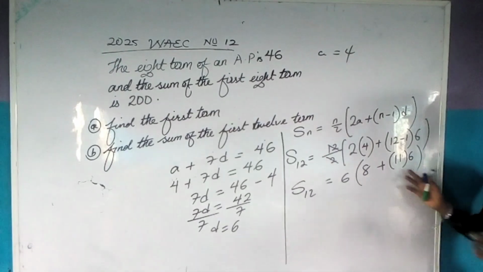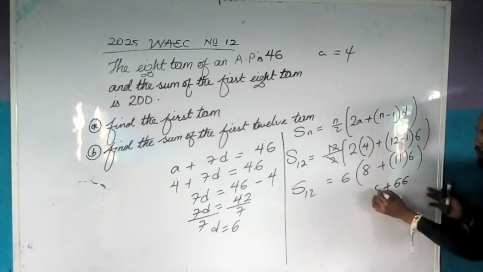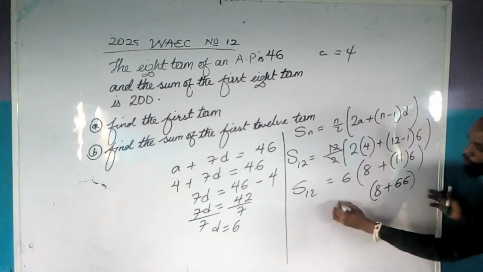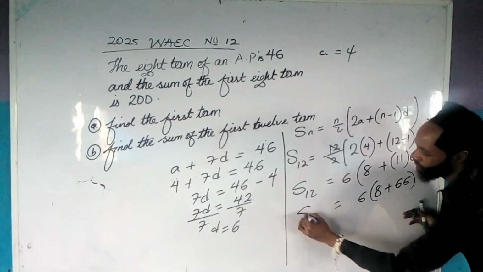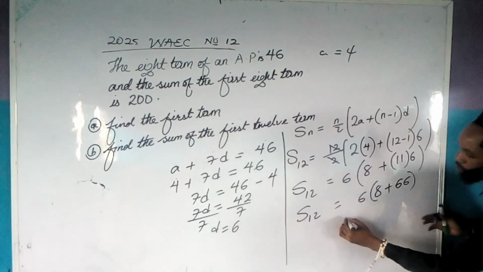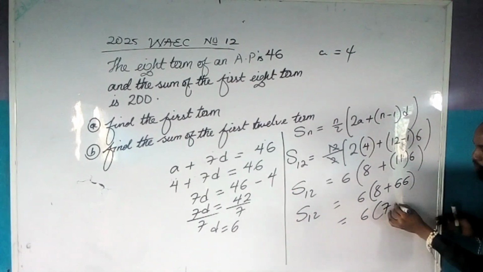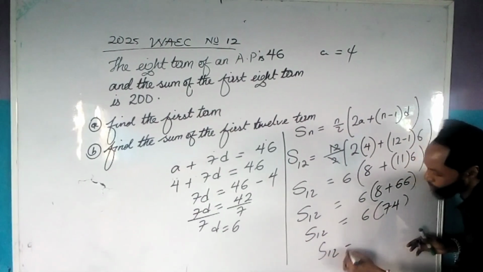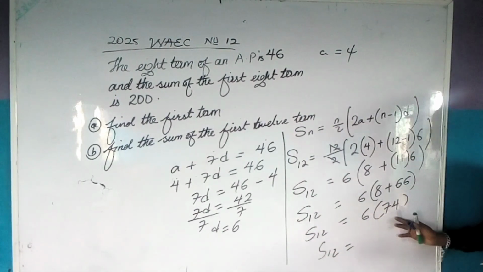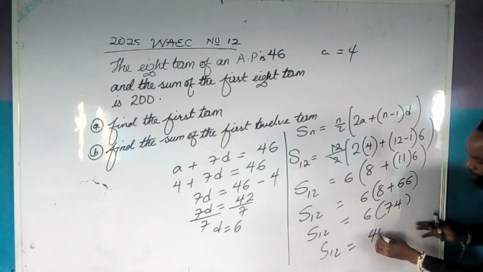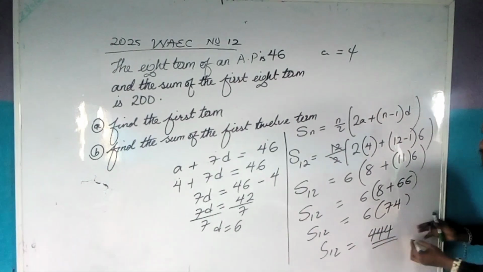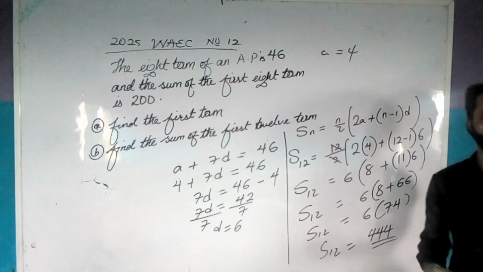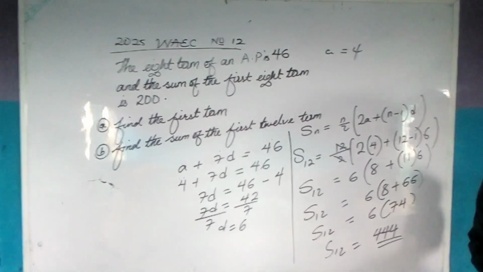So this is 66 plus 8, multiplied by 6. 66 plus 8 is 74. So we have 6 times 74, so the sum of the first 12 terms is 444. So that's our answer. Thank you and God bless.